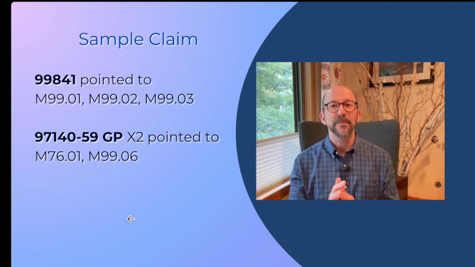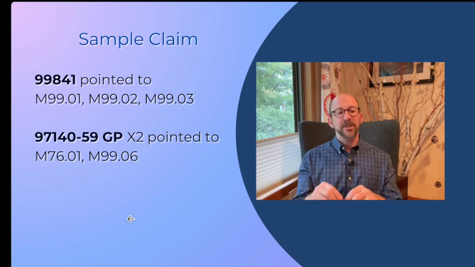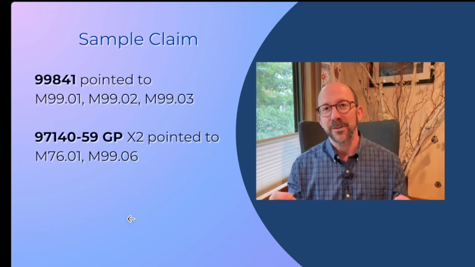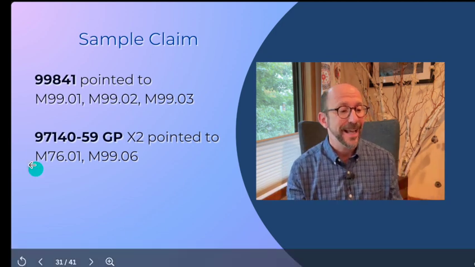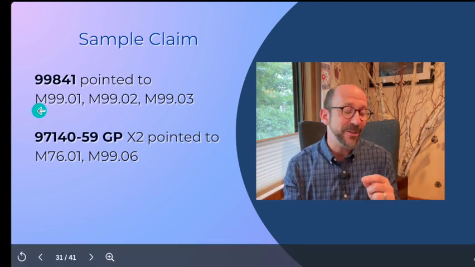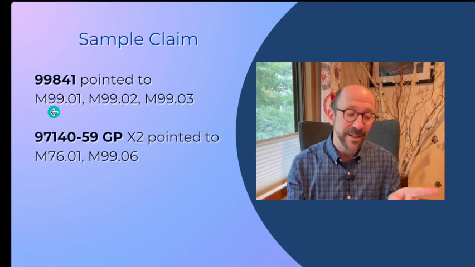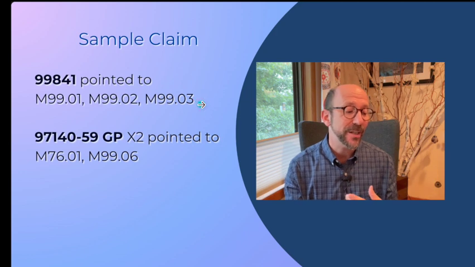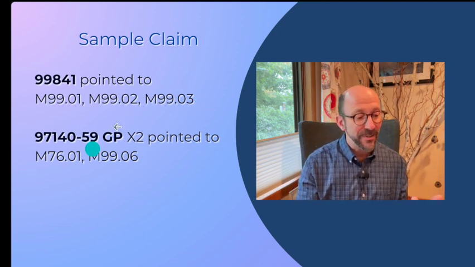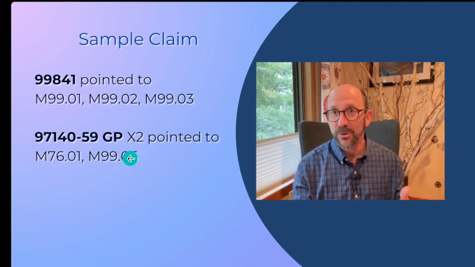On the claim form, each treatment code needs to be pointed to a diagnosis, and pointed means associated with, or you're telling the insurance company, I did the adjustment to my 3 regions for these 3 diagnoses, M99.01, 02, and 03, and I did this 25 minutes of manual therapy to the right hip.